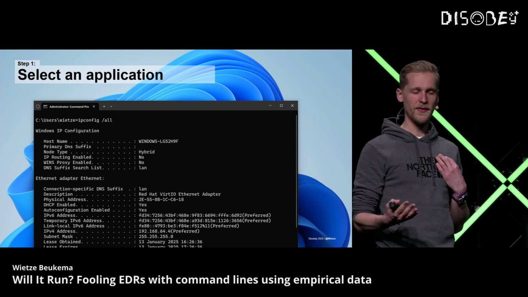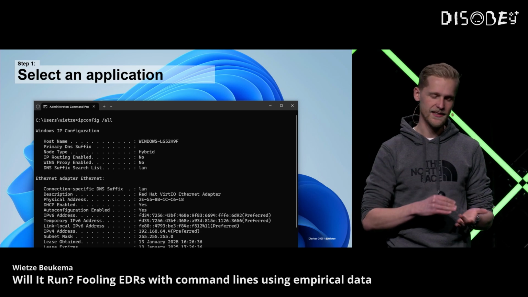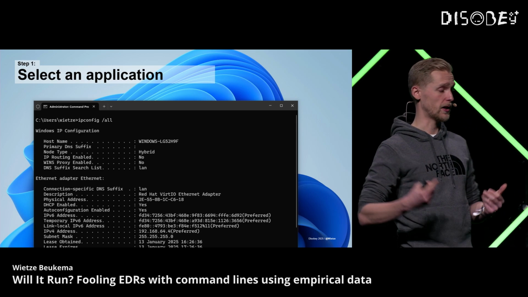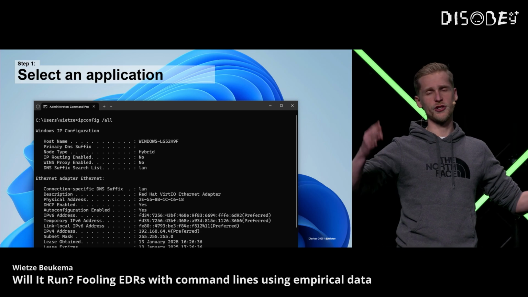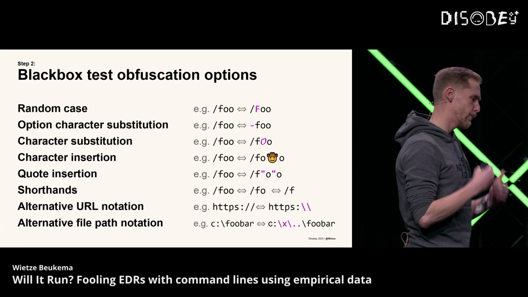But it does a bit more than that. If you use /all, it also gives you your MAC address, lease times and gateway. That's something an attacker might also do as part of the discovery stage. All right, so we picked our application, ipconfig. Now I'm going to do my black box testing.